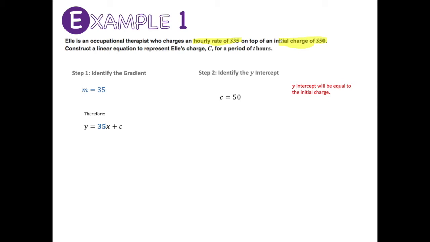So now that we've got our gradient and our y-intercept, we can go ahead with step 3 and write the equation. So our equation is going to be y equals 35x plus 50, substituting in our gradient of 35 and our y-intercept of 50. Now the question has asked us to use c and t. So the total cost, being c, is going to equal 35 times t, 35 times the time, plus 50. So our equation is going to be c equals 35t plus 50.